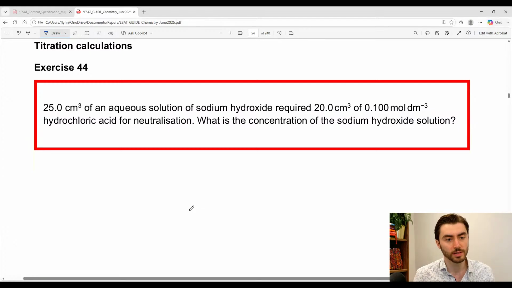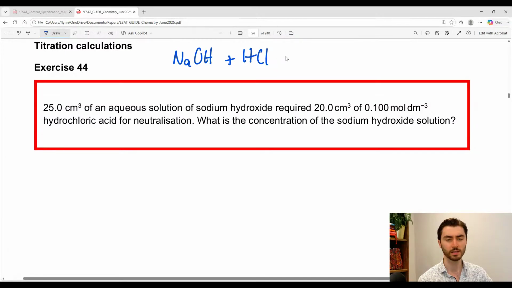Titration calculations. So first thing you need is an equation. So we have sodium hydroxide and hydrochloric acid. We know that's going to go to NaCl and water. So it's a very simple 1-to-1 ratio all across the board.